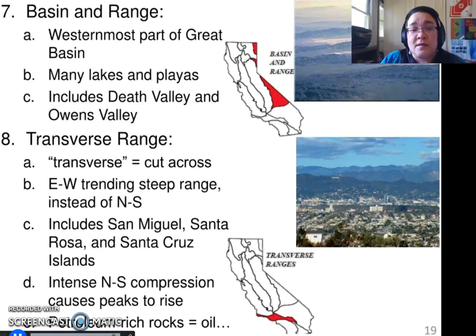So in Southern California, the Transverse Ranges are located south of Santa Barbara. Transverse means to cut across, and they are an east-west trending, very steep range going the opposite direction of the Coast Ranges. They're located here because there is north-south compression, which causes the ground to uplift. This is due to the fact that there is a bend in the San Andreas Fault.